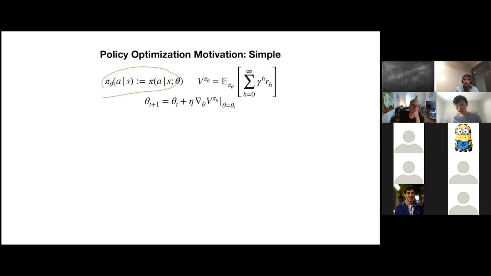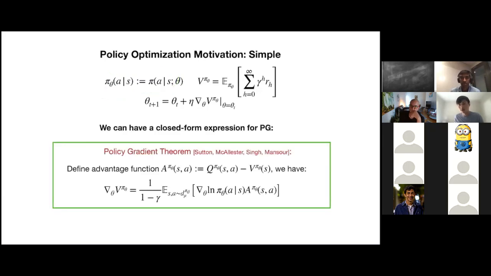We're trying to find the best classifier that achieves the highest total expected reward, right? And now if you were able to compute the gradient of this objective function with respect to the parameterization theta, then just do gradient ascent, and the hope is that gradient ascent can find a very good policy. So algorithm-wise, this is the algorithm: gradient ascent, that's it. And there's a nice theorem telling us that we have a pretty simple closed form expression for the policy gradient.